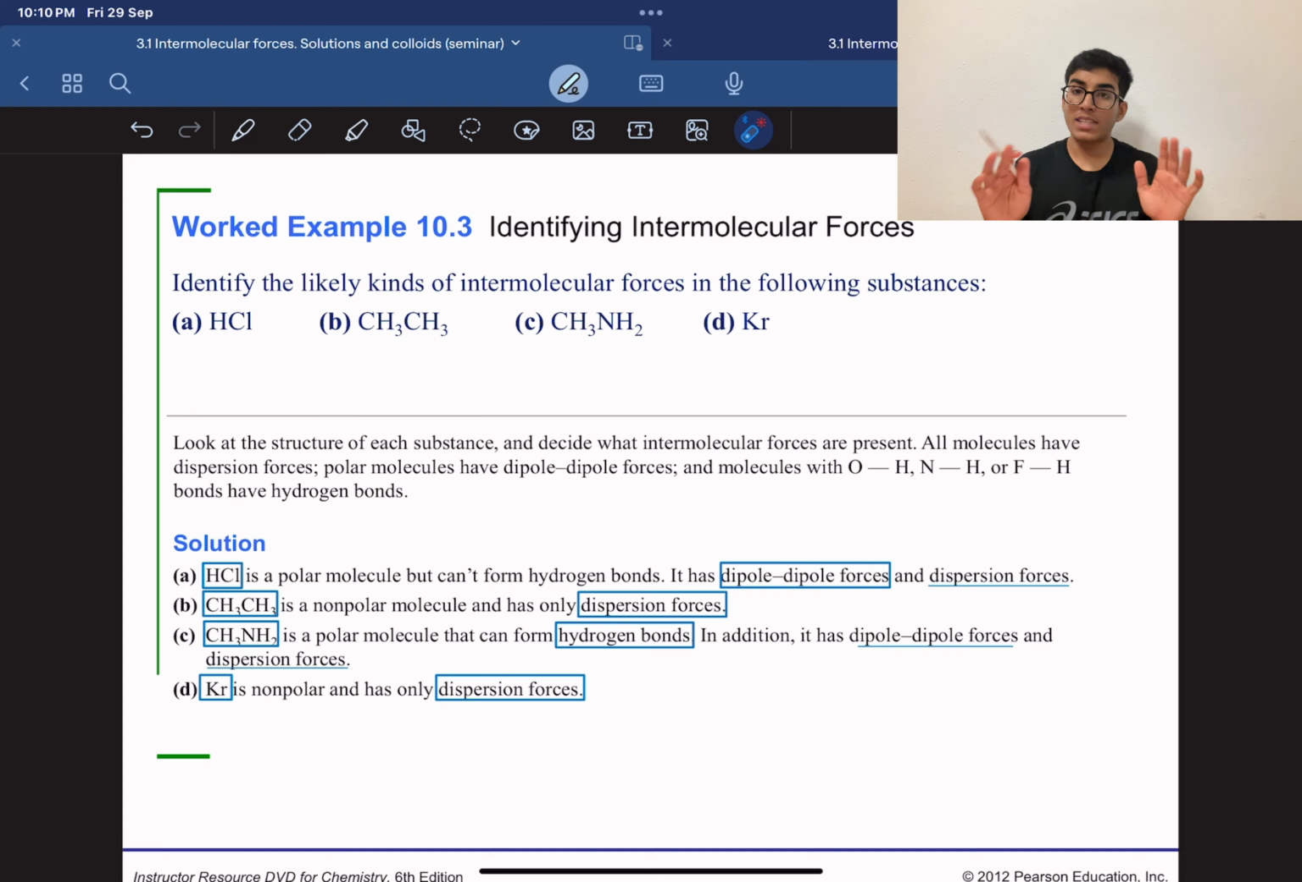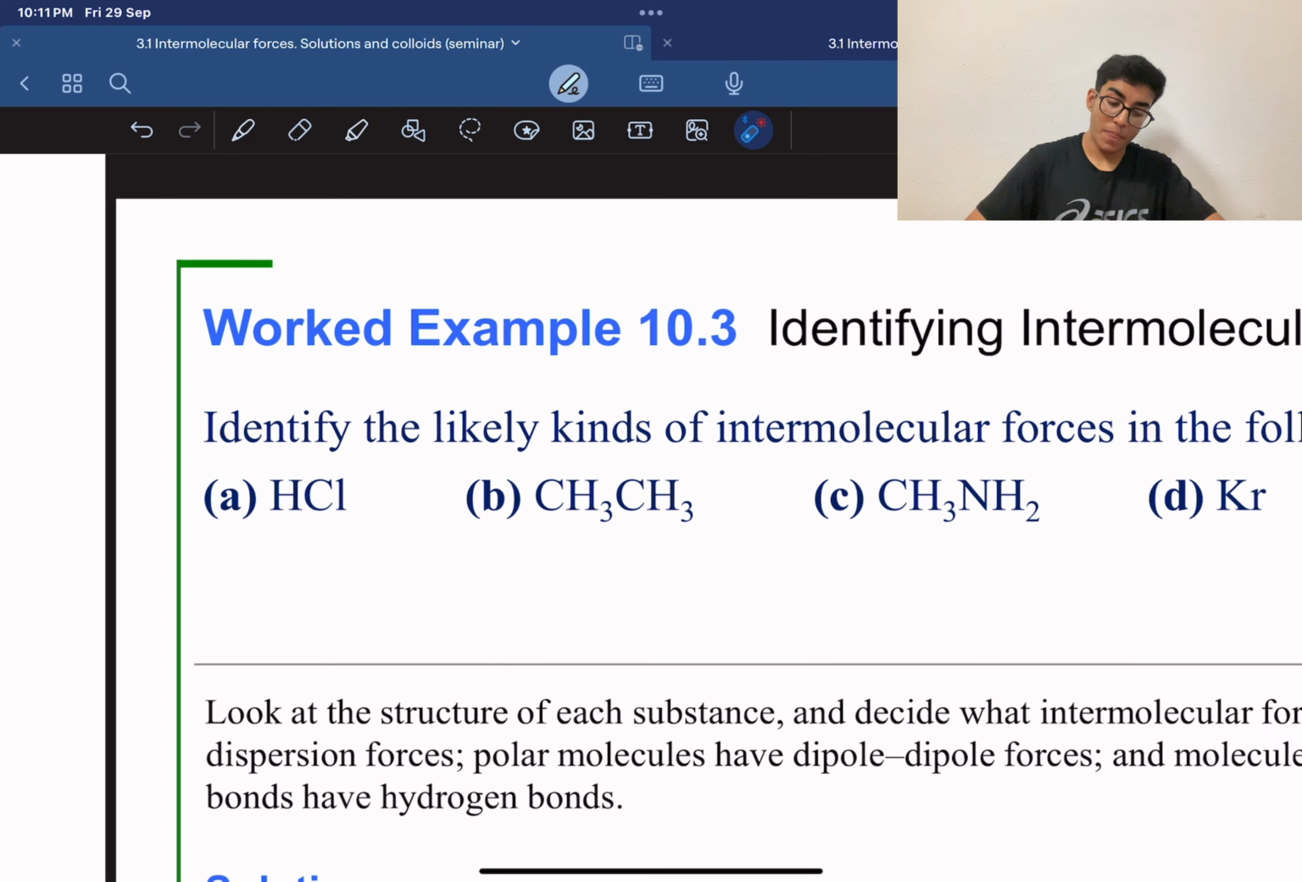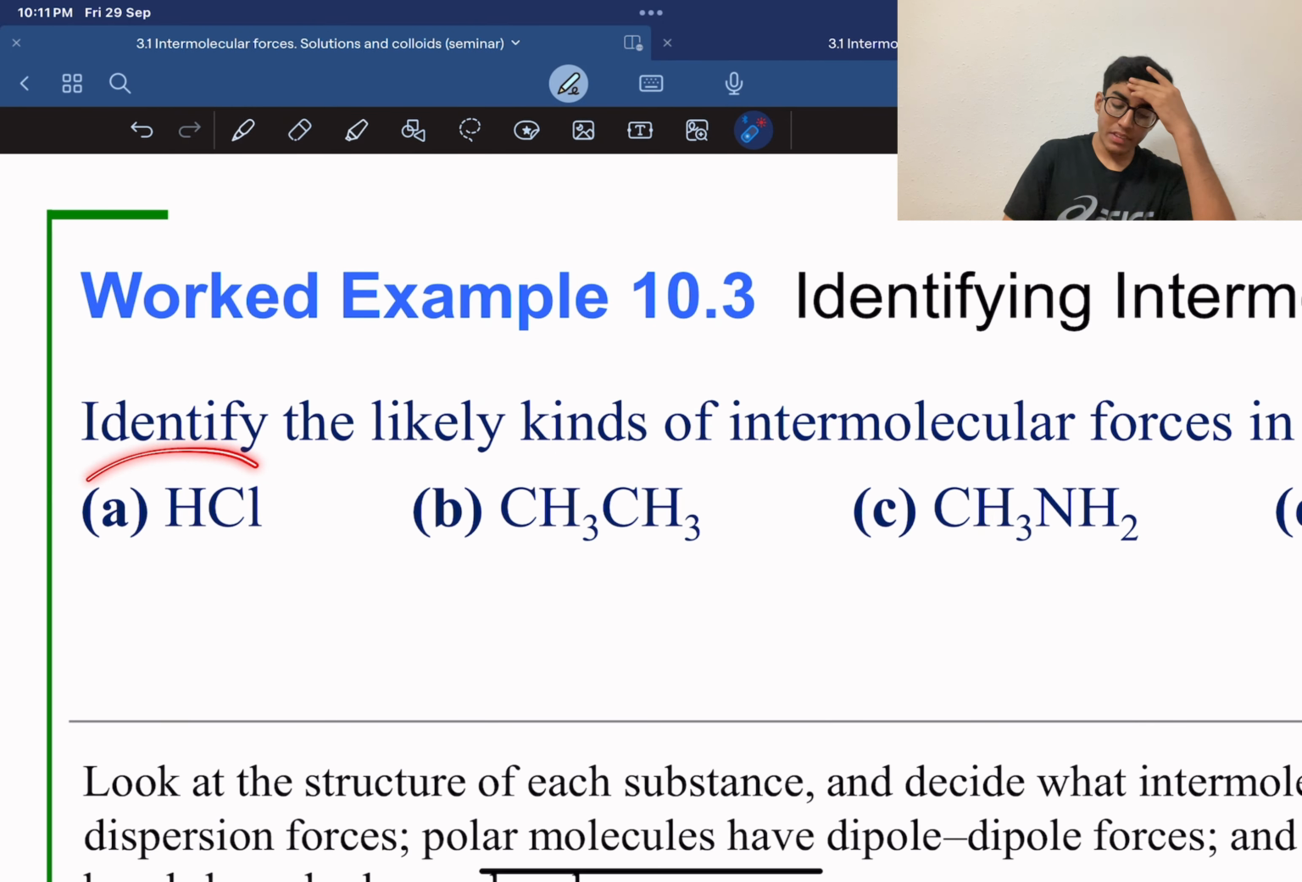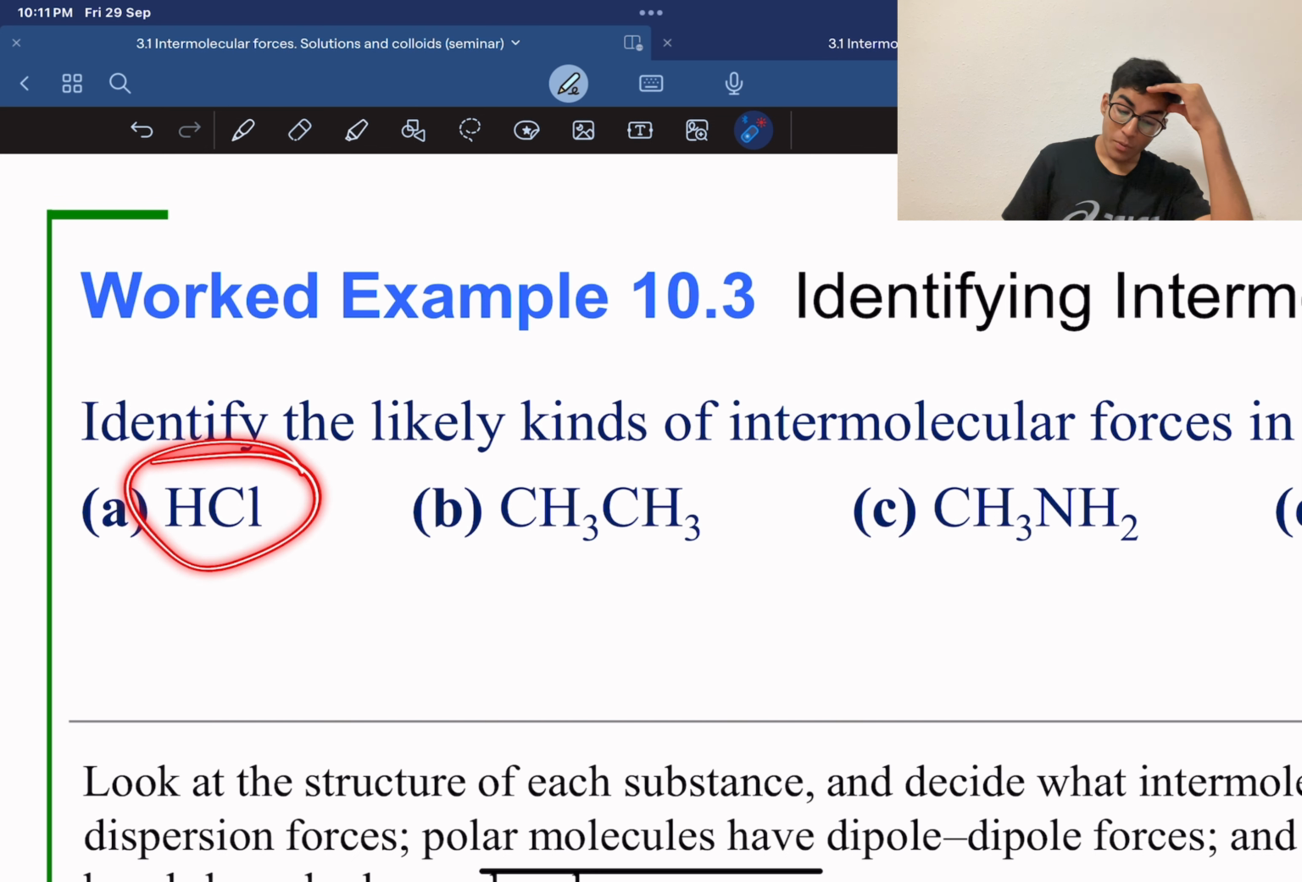Identifying intermolecular forces. Let's identify the intermolecular forces. Identify the likely forces for HCl. We see an H. Does that mean it's hydrogen bonding? No, definitely not. We need to see if there is an O, an N, or an F. We don't see any of that here. Simply we can say that it has a polar covalent bond.